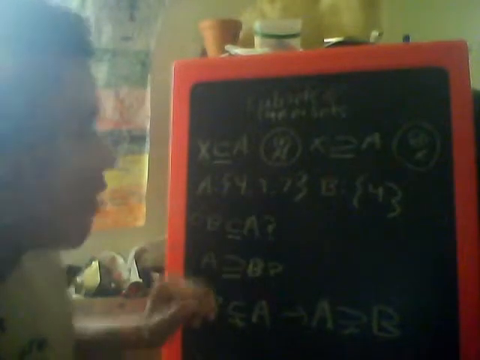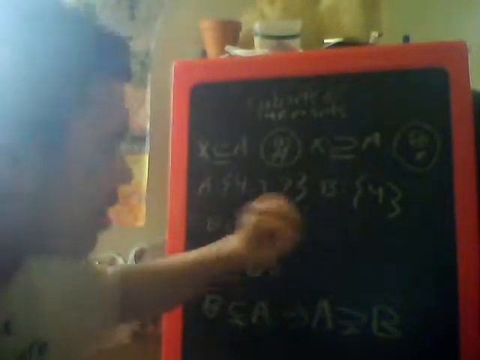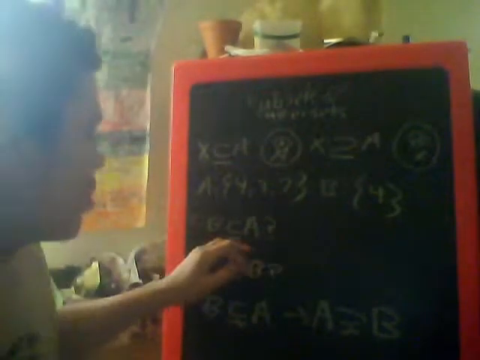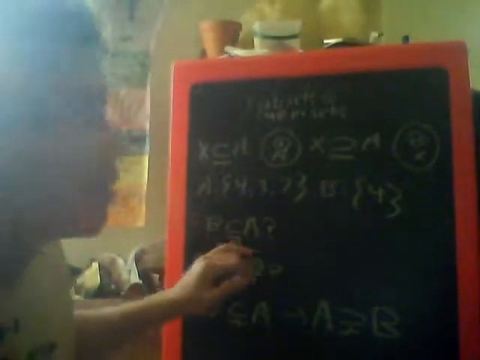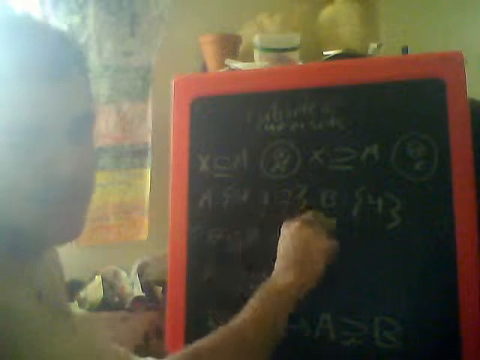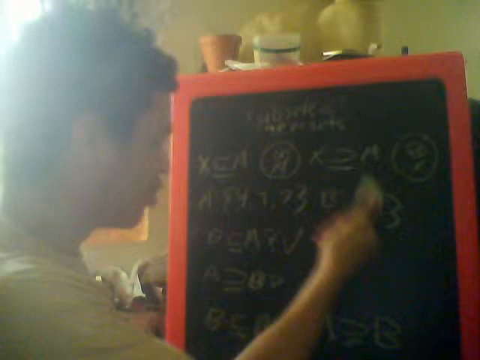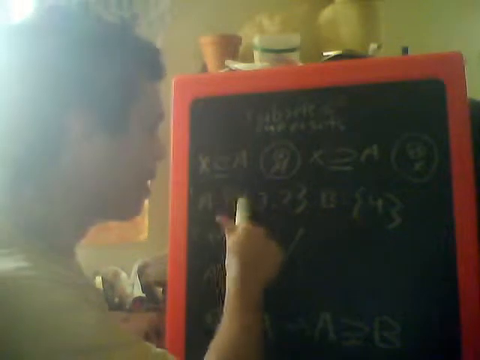So, let's say we have the set 4, 3, and 7 for A, and then let's say we have the set B, which contains the element 4. Is B a subset or equal to, that's one way you can read it, subset or equal to A? And the answer to that is yes, because 4 is part of A, but 3 and 7 are not part of B, so B is the subset or equal to. Now, is A a superset or equal to B? And the answer is yes again, because 4 is contained in A, but 3 and 7 are not contained in B.